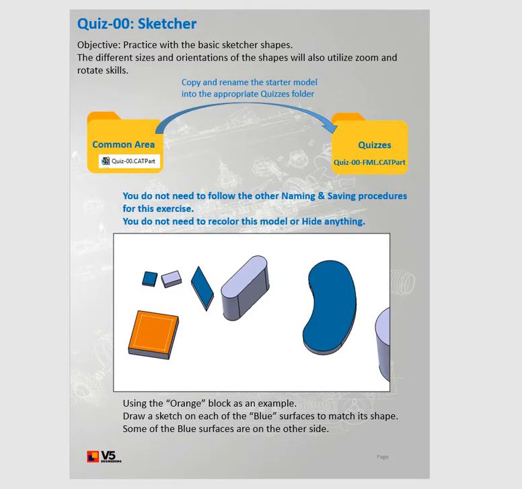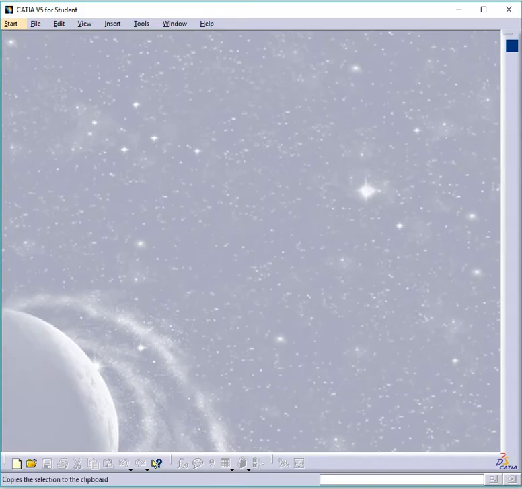This exercise will give you a little practice with Sketcher, but at the same time you'll be learning to pan, tilt, and zoom all around your model. The first thing you're going to do is copy the starter part into your own directory and rename it with FML. Now, you don't need to do the other parts of the naming and saving procedures because we actually want to see your sketches for this particular exercise. And so let's jump right into Catia and take a look at how this might be done.